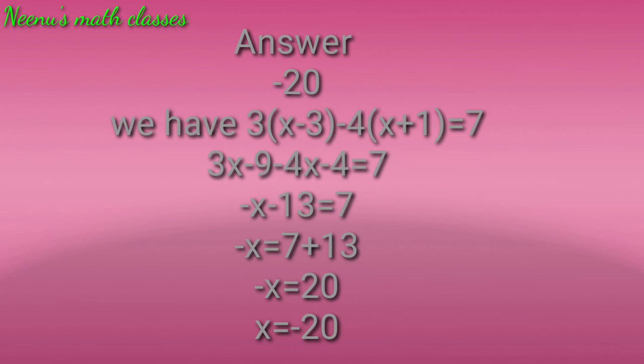Then opening the brackets, we get 3x minus 9 minus 4x minus 4 is equal to 7. Then adding 3x and minus 4x, we got minus x. Minus 9 and minus 4 we got minus 13. RHS is equal to 7. So minus x equal to 7 plus 13. Then minus x equal to 20. x equal to minus 20.